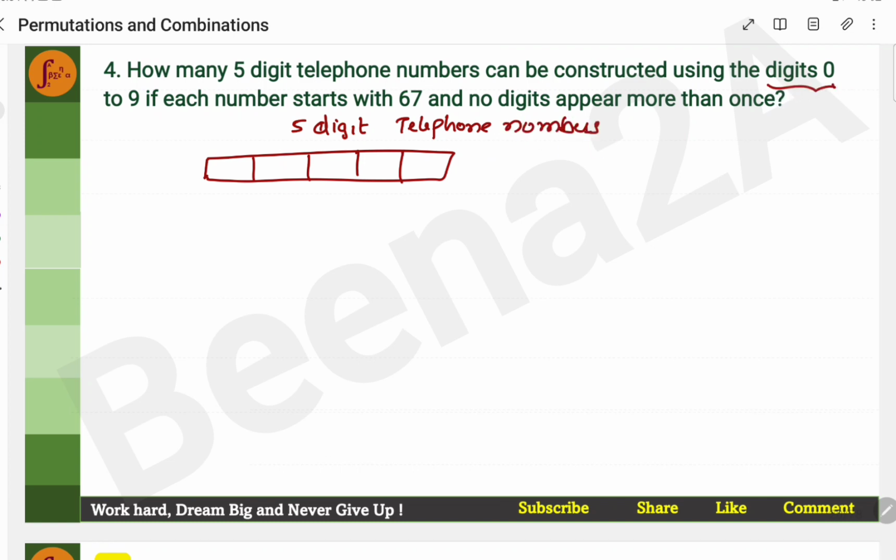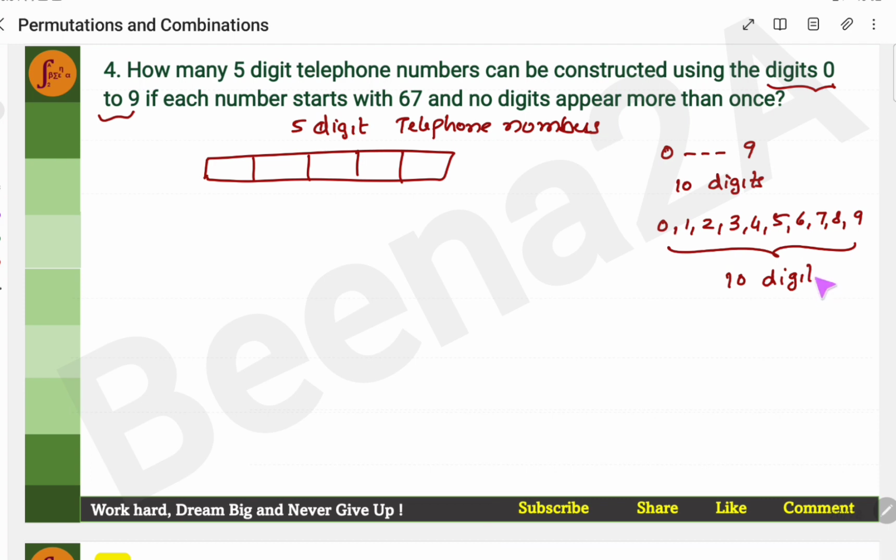And using what digits? 0 to 9. How many are there? 10 digits: 0, 1, 2, 3, 4, 5, 6, 7, 8, 9. Using these 10 digits, I need to form 5-digit telephone numbers. And they've put another condition: the number should start with 67.